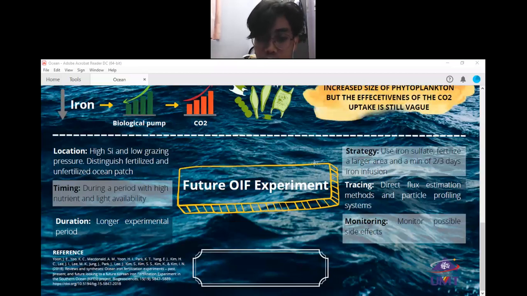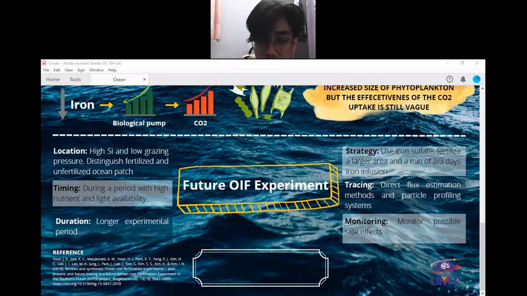The next one is the timing of the experiment. It is favorable to conduct OIF experiments during the period where light and nutrient availability is high. After that is the duration of the experiment. A longer experimental duration is essential to cover the full response of the phytoplankton to the addition of iron.